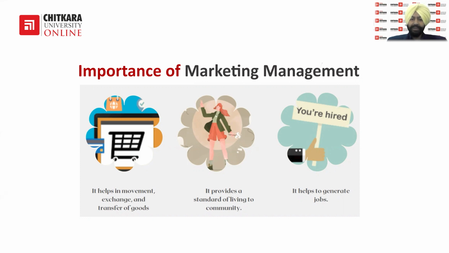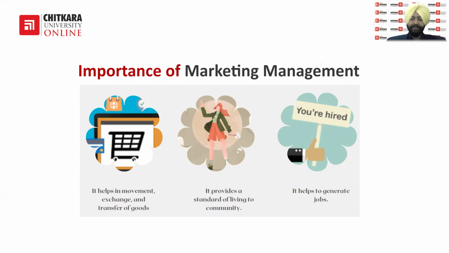So you can imagine that marketing actually aids in movement and exchange and transfer of goods, and they can reach out to different intermediaries to get access to these products and services. And we know that through this process, there's a change of ownership between the seller and the buyer, because the buyer is paying a price and the seller is selling the product or services, and we see that there's a change in ownership.